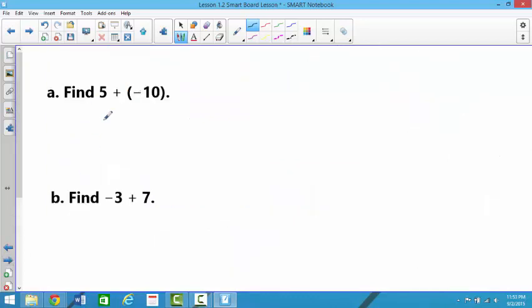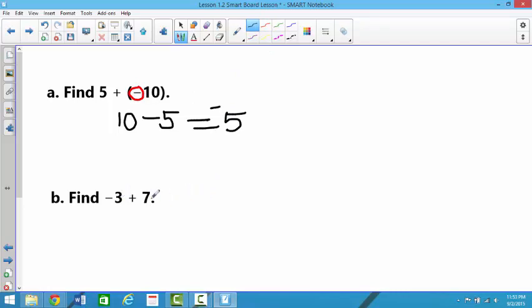So if we have 5 plus a negative 10, our signs are different. So when our signs are different, we're going to subtract. So the absolute value of 5 is 5, the absolute value of negative 10 is 10. Because 10 is larger, you're actually going to take 10 minus 5. And 10 minus 5 is 5. Okay? Now, which one is larger? 10 was larger. So because 10 is larger, you look at the sign of 10, and the sign of 10 is negative, so therefore your answer is then going to be negative. So your answer is negative 5.